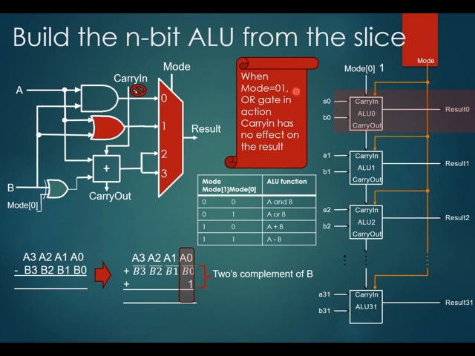Okay, so when mode equal to 0, 1, which is during the OR operation, the carry in, which is also 1 at that time, will not affect the result of the ALU, because the ALU at that time will only be performing the OR bitwise operation, and the mux will only take the result from the OR gate. So the carry in 1 here won't affect the final result of the ALU.